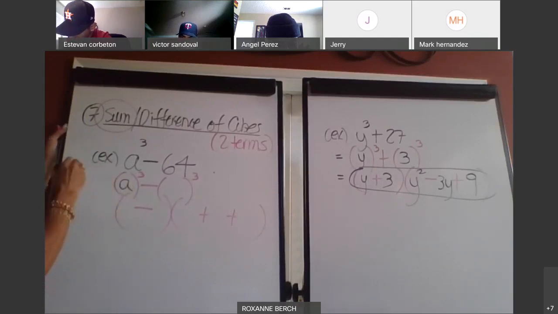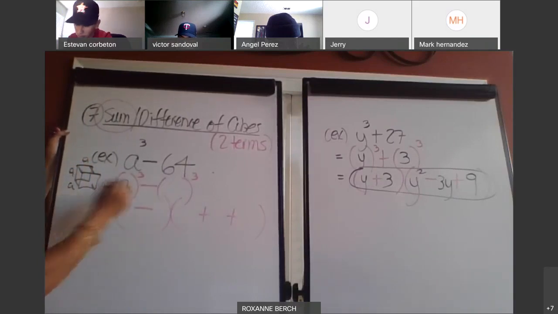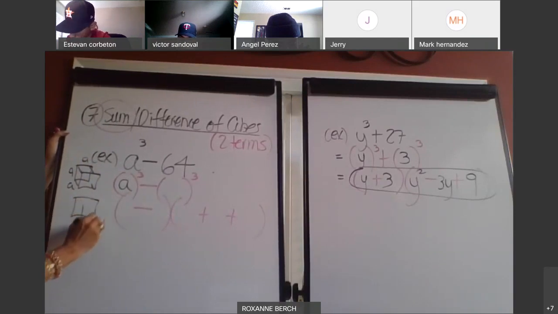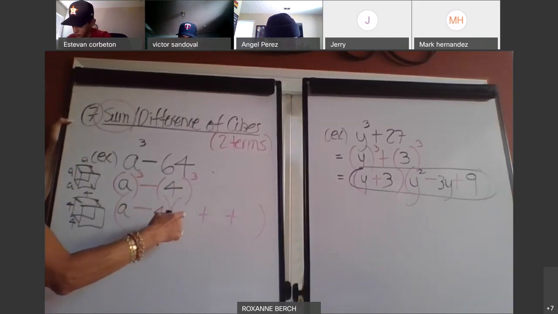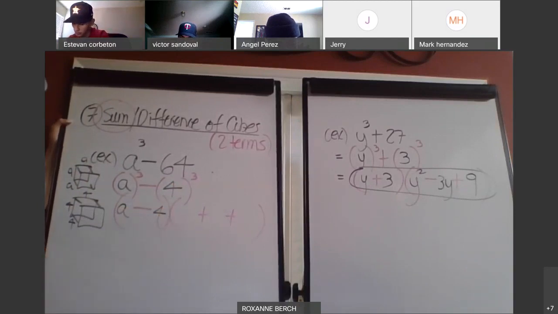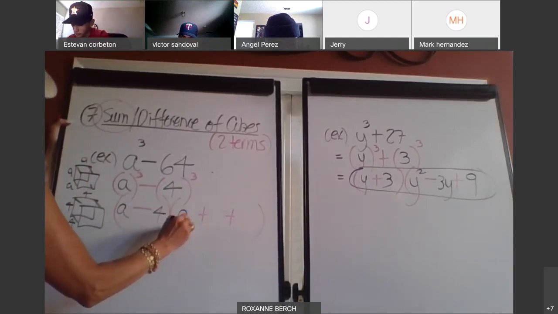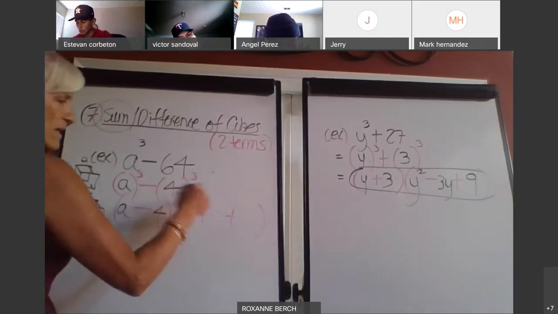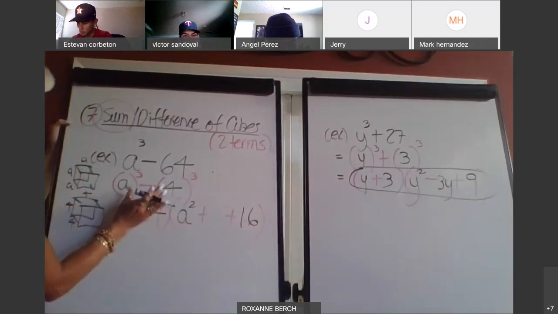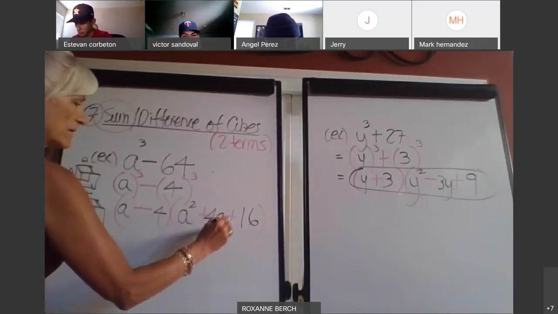So this is A times A times A. And this cube is 4 times 4 times 4. So you get A minus 4. What do you think goes here? A squared. 4 squared goes there, and the middle is 4A.